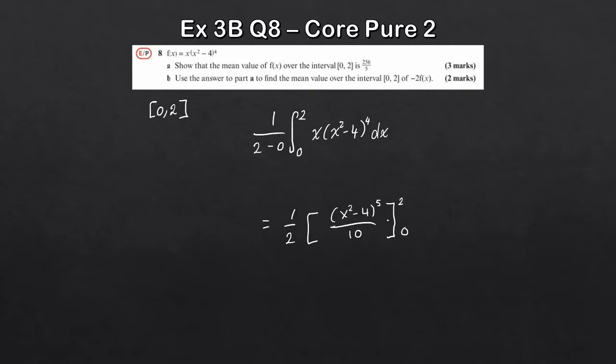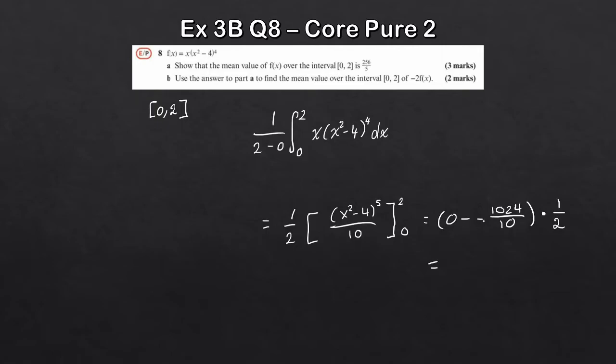So if you sub your limits in here, if you put 2 in, that's 2 squared, which is 4, minus 4, so this is 0. So when x is 2, this just comes out as 0. And then you're going to minus, so it'd be 0 minus 4 to the power of 5 divided by 10. Because this is minus 4 to the power of an odd number, this will be minus 1024 divided by 10. And then we need to times this by this half at the beginning.